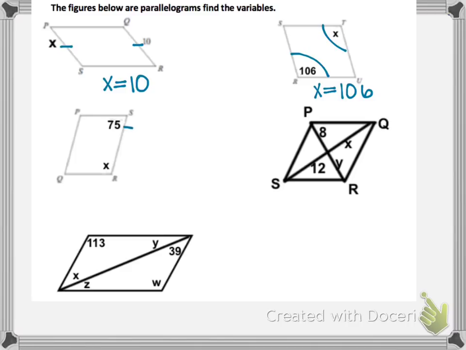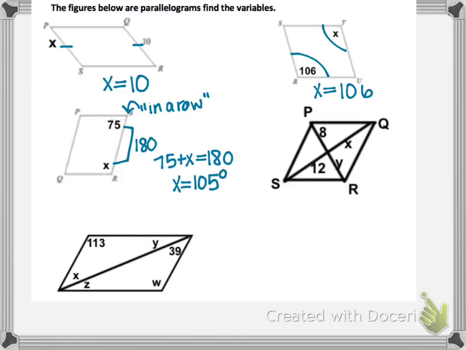Over here on this guy, these angles are in a row. And when angles are in a row, they are going to add up to 180 degrees. So if I have 75 plus x equals 180, we're going to get that x equals 105. Or you can take 180 minus 75, and you would get the same answer.